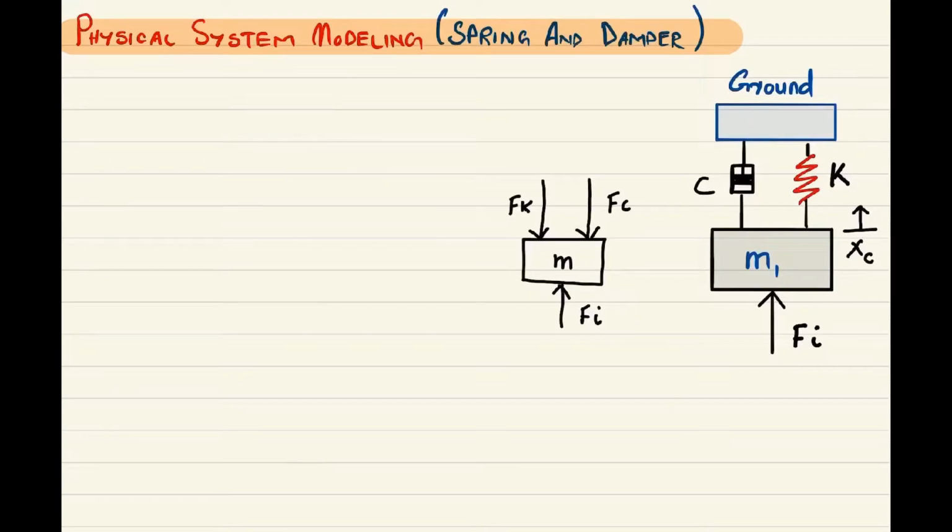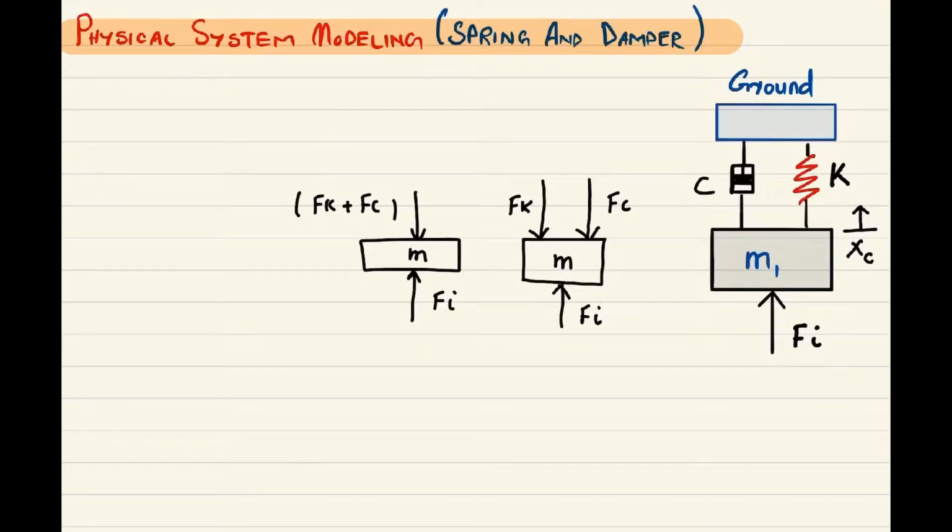downward. We can also redraw this block diagram because we know that Fc and Fk are going downward, so we can take this direction as common, and we can write down Fi and this single line representing the sum of Fk and Fc pushing this downward.